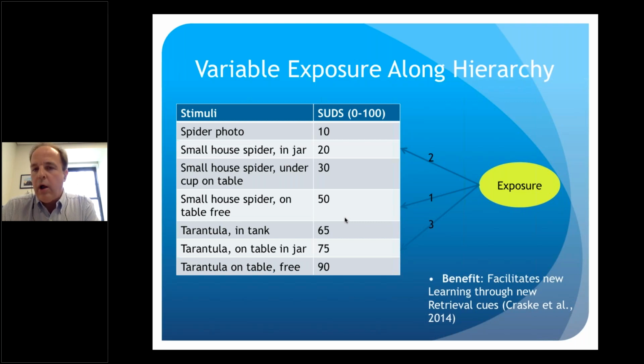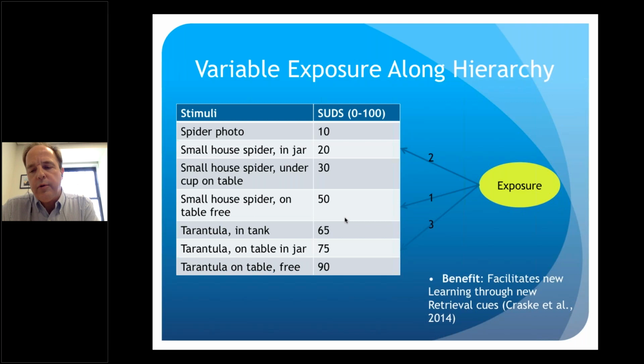After you've gone through all of these, exposure along this hierarchy in a variable way might be a somewhat random presentation. Start out with the one that elicits around a 50, then you quickly go to the one that's around a 20, then you go to the one that's around a 75, and you might do more steps than just this. And the idea is that it facilitates learning through new kinds of processing of information.